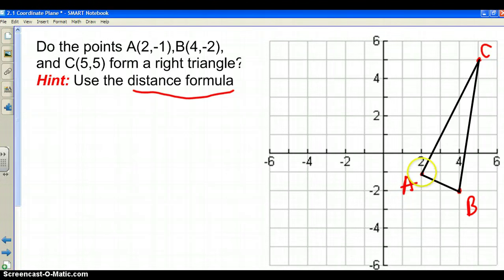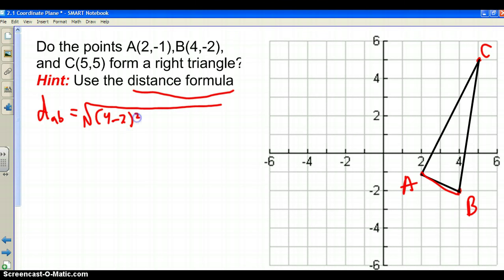So this first time, I'm going to find this distance AB. I'm going to say distance AB is going to equal the square root of, and let's start writing this out. A, B are these 2 points. That's going to be 4 minus 2 squared plus negative 2 minus negative 1, which is really like plus 1. So we get 2 squared, which is 4, plus negative 1 squared, which is 1, which is a grand total of square root of 5. Distance of this side is square root of 5.